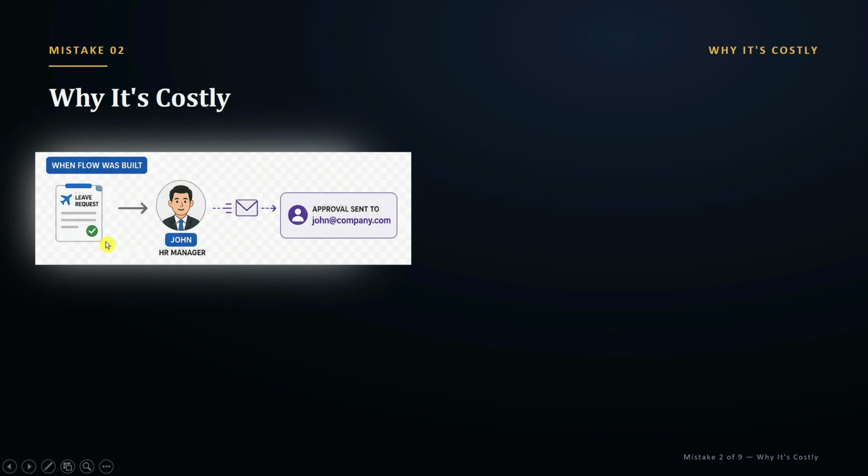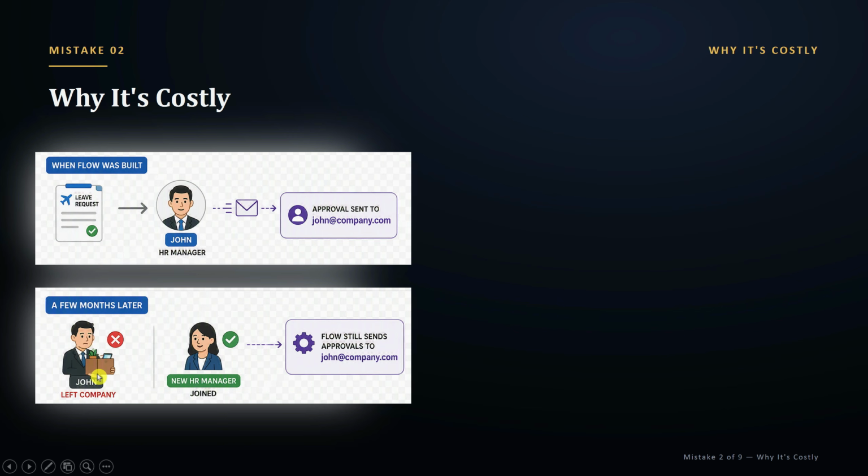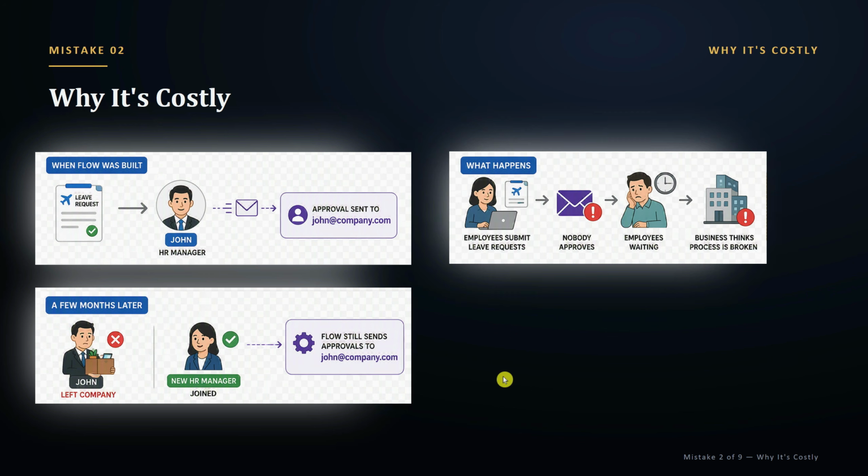Your leave approval flow always sends requests to john@company.com because John was the HR manager when the flow was built. A few months later, John leaves the company, a new HR manager joins, but the flow is still sending approvals to John's account. Now, employees submit leave requests and nobody approves them. The business thinks the approval process is broken. In reality, only the approver changed.